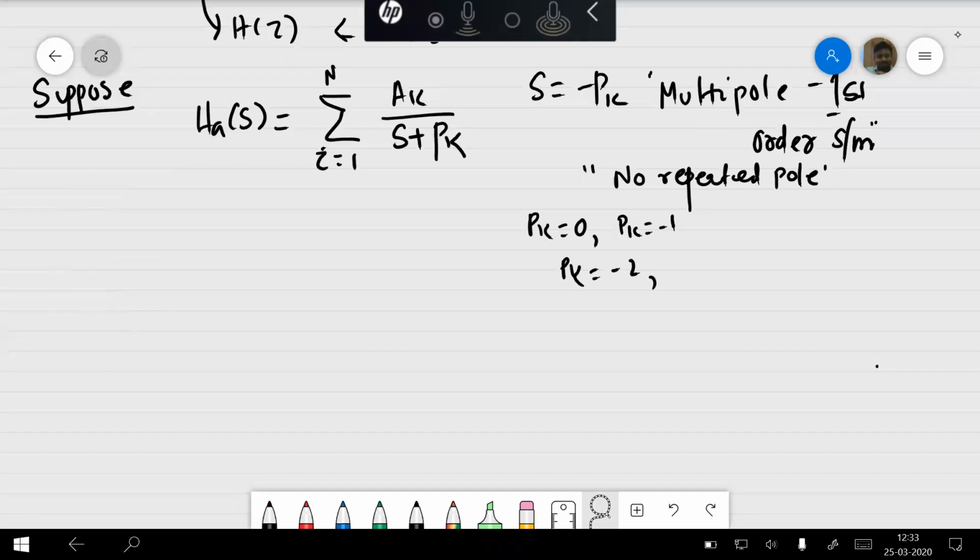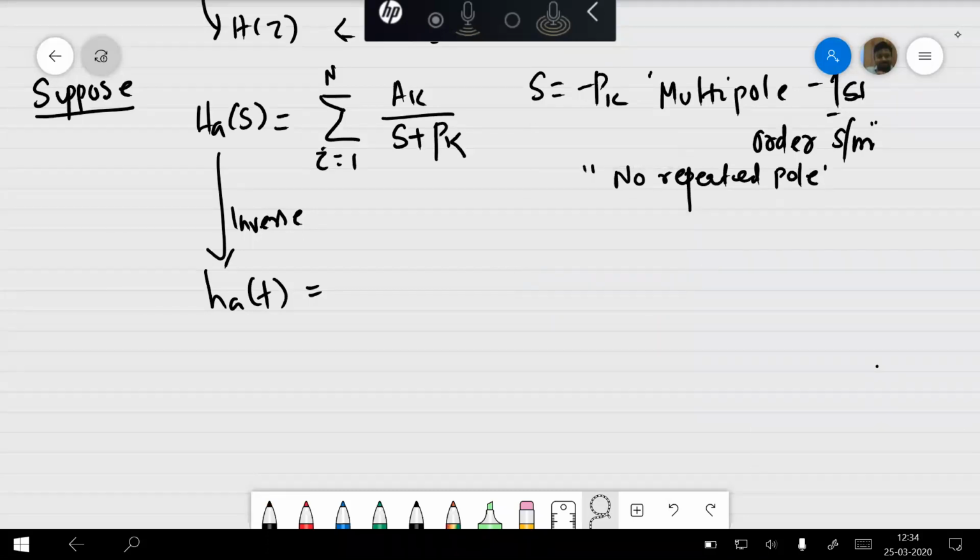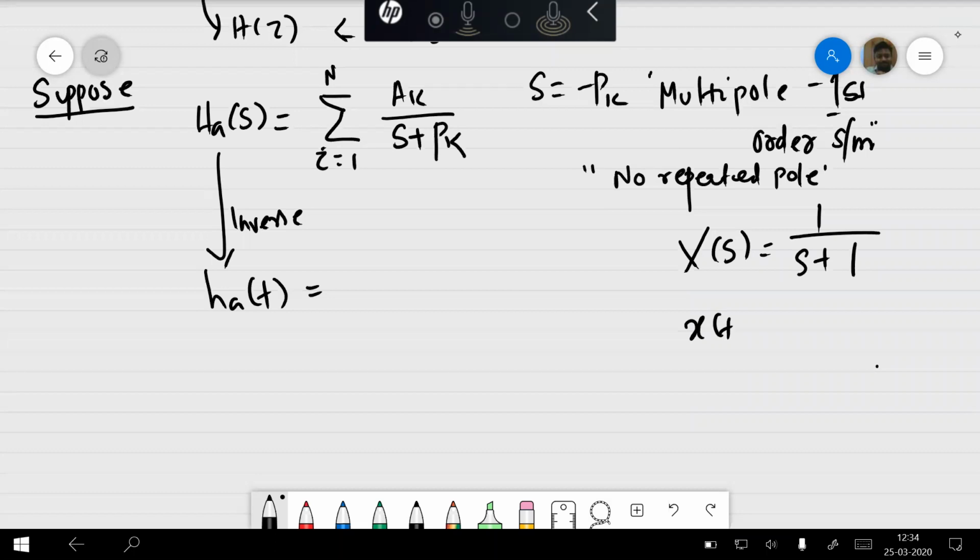Now, what will be the inverse of this one? What will be the inverse, h_a of t? Let me delete this part. Something like an equation: some X of s which is equal to 1 by s plus 1. What is the inverse of this one? x of t is equal to what?